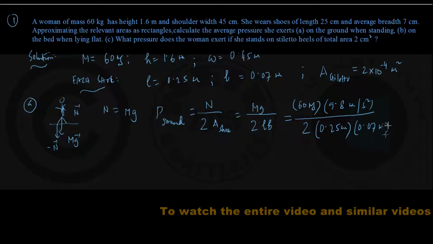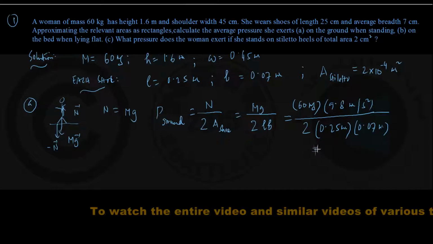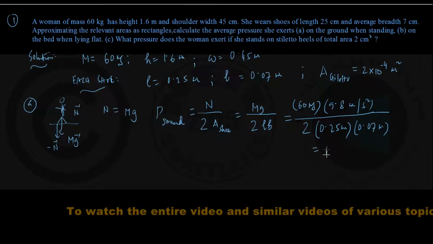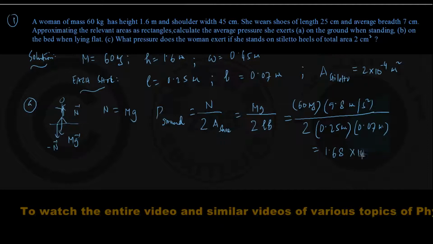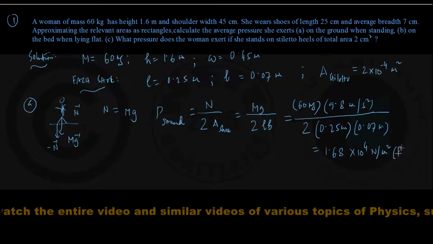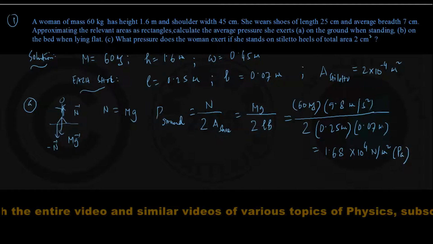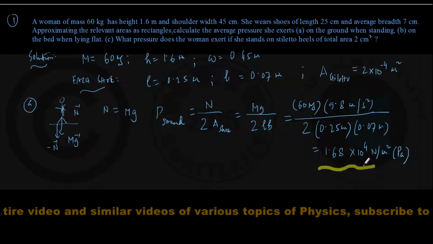Complete the calculation and show that the average pressure exerted by the woman on the ground while standing comes out to be 1.68 into 10 to the power 4 Newton per meter square. You can call it alternatively Pascal. Newton per meter square is also known as Pascal. So this is the answer of the first part of the question.